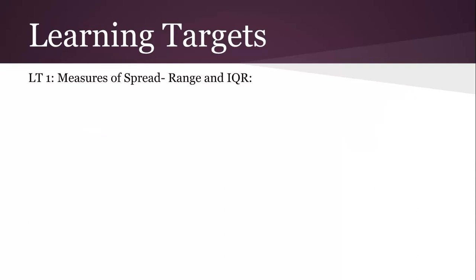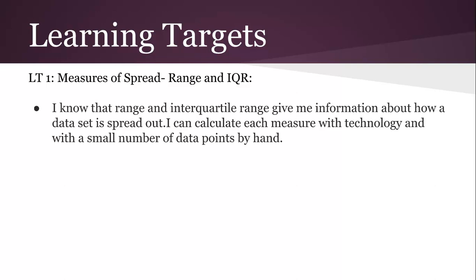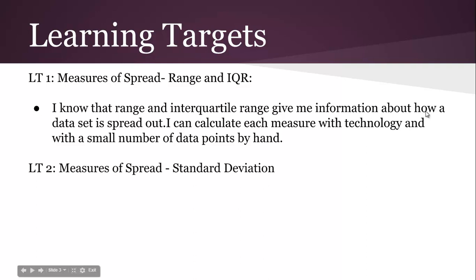Learning targets we're going to talk about today: measures of spread, range, and IQR. The first two measures of spread are both measures of range. The first one is the regular range, and the second one is interquartile range. I know that range and interquartile range give me information about how a data set is spread out. I can calculate each measure with technology and with a small number of points by hand. The technology is really what we want to focus on.